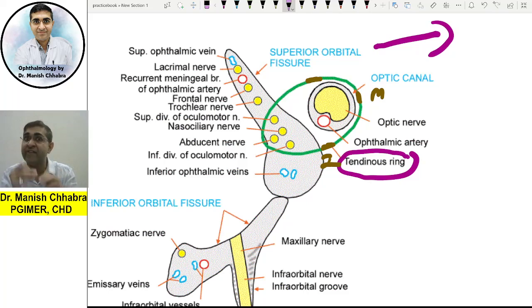Yes. So LFT. And also we have got one vein which is exiting out from the superior part of the superior orbital fissure, and one artery which is entering or exiting. It is also exiting out of the superior part of the superior orbital fissure.